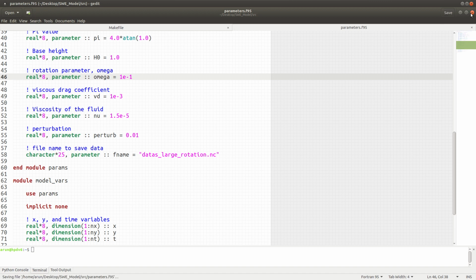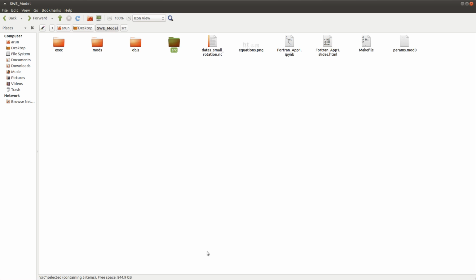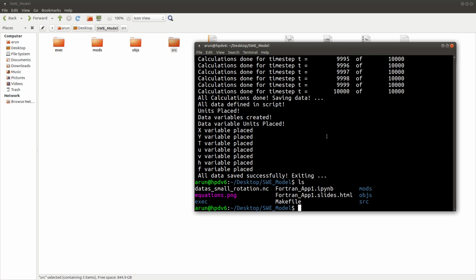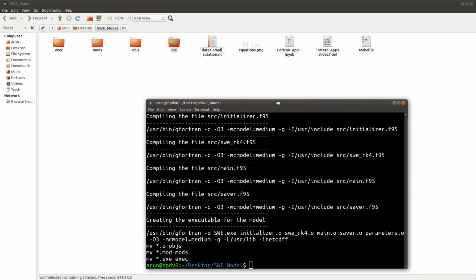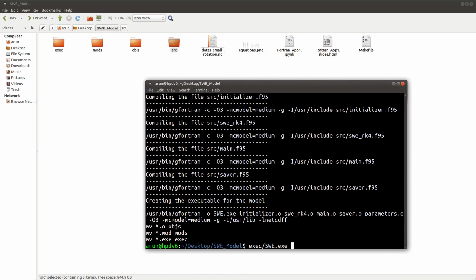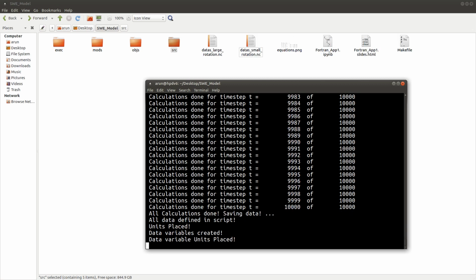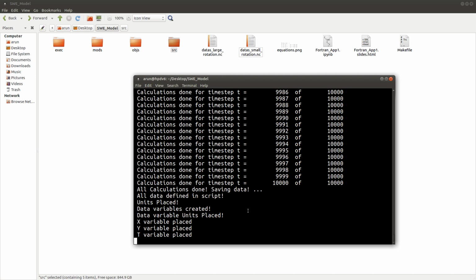Now let's close this. We don't need this anymore. Where is that terminal? Yeah, this one. I'm going to clean the module up. Now it's created the new file, and now let's run this model again. This one will run the model for a higher value of rotation, and then save it in a new file called data_large_rotation. Once this is done, we can go and look into the data and analyze it ourselves. So we just have to wait for 2 minutes, I guess.